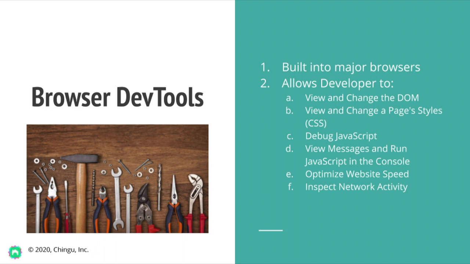The most basic of these, but also the most important, is the console. This is where warnings, error messages, and the output of any console log statements in your app are recorded. So let's take a look at how to access the DevTools from a browser.